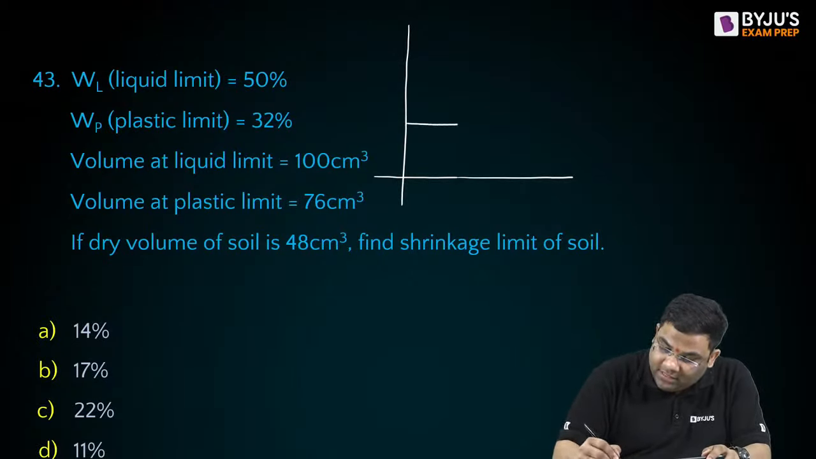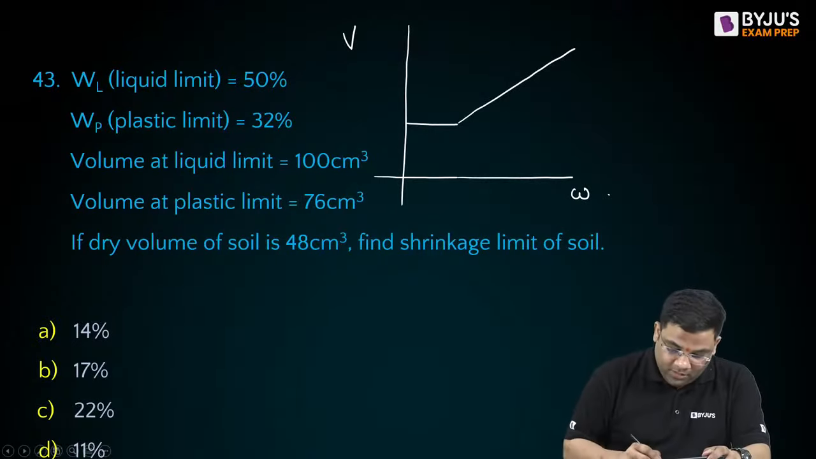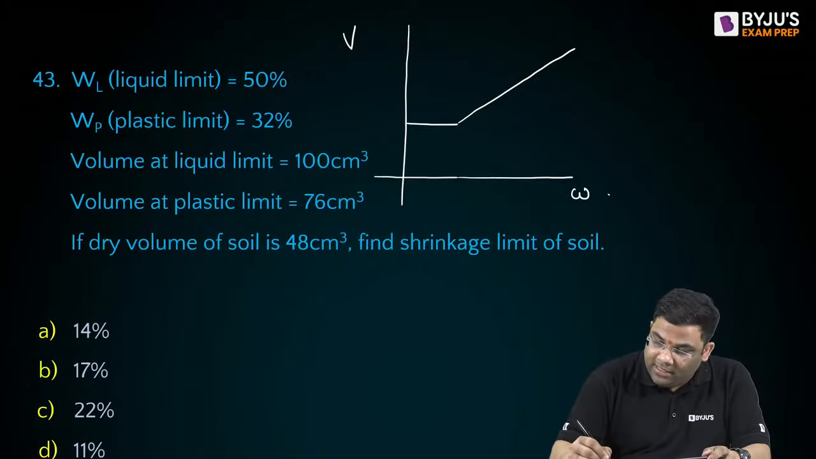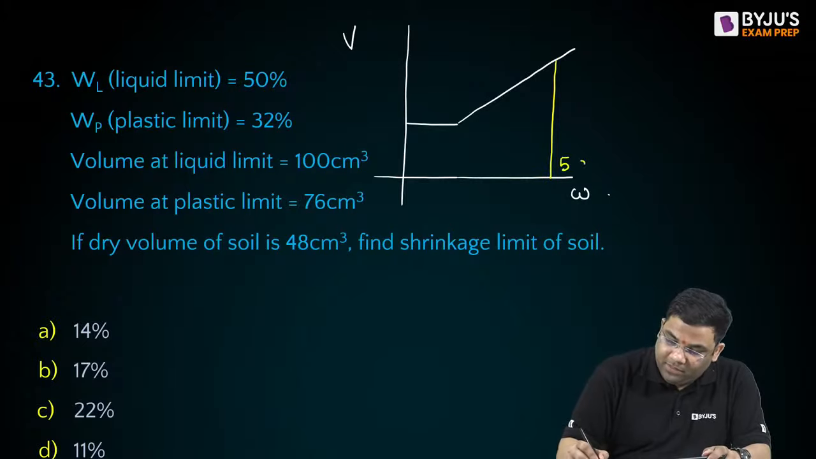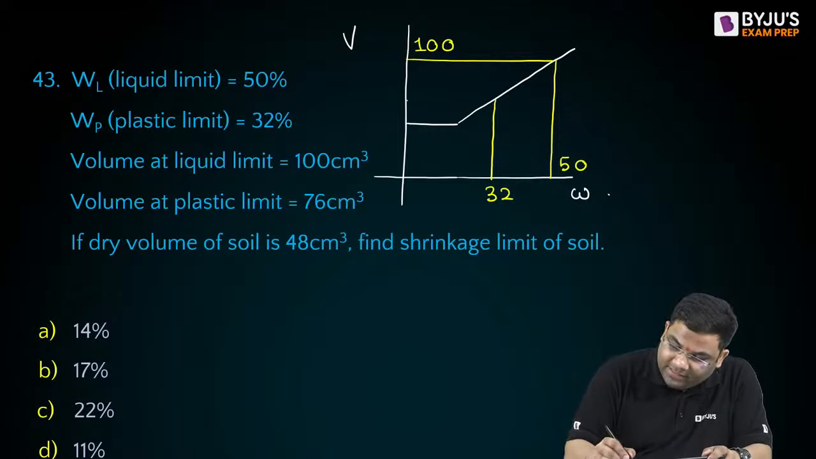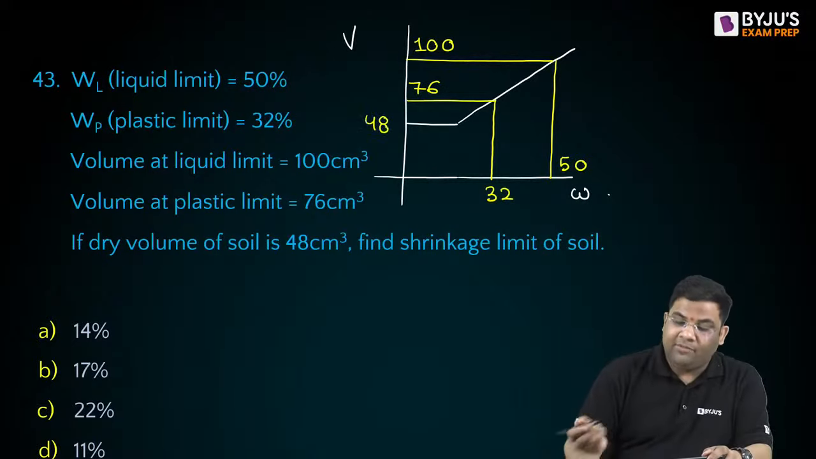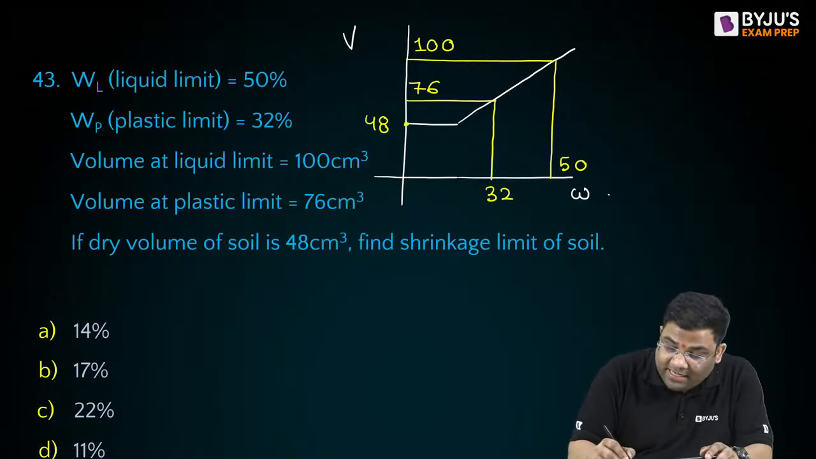You first draw this graph between volume and water content. You see, at the liquid limit of 50, the volume is 100, right? Then at the plastic limit of 32, the volume is 76. At dry, the volume is 48. And we know that the volume doesn't change from dry condition to shrinkage limit. So at shrinkage limit also it is 48.